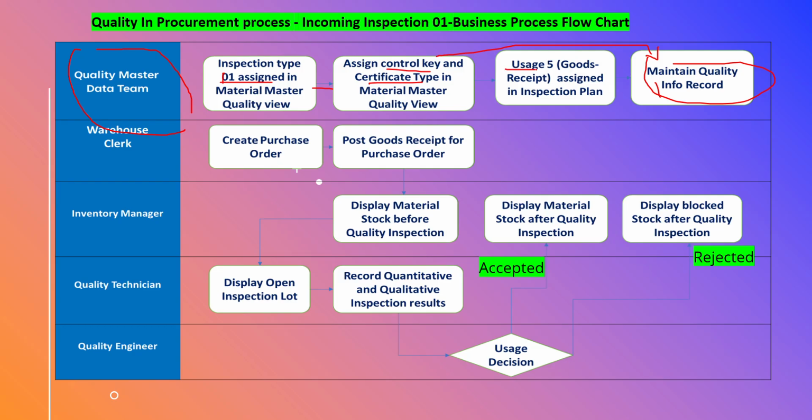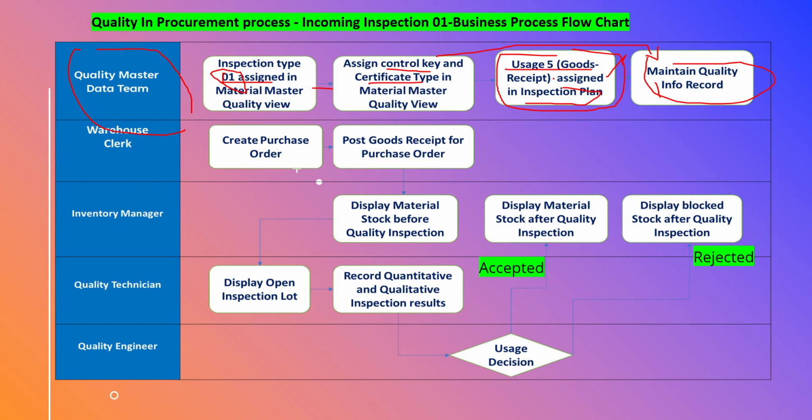See, after this, the usage and the inspection plan need to be assigned. I will show you that for the inspection plan creation, the usage is goods receipt. You must assign the usage 5. Then only, at the time of inspection lot creation, will the inspection plan be assigned automatically. If you do not assign usage 5, then the inspection lot will be created, but the inspection plan will not be assigned. If the inspection plan is not assigned, then you cannot do results recording and usage decision. It will stop the process. So when you create the inspection plan for any raw material with inspection type 01, you must assign usage 5. Then only can we perform results recording and usage decision for that inspection lot.